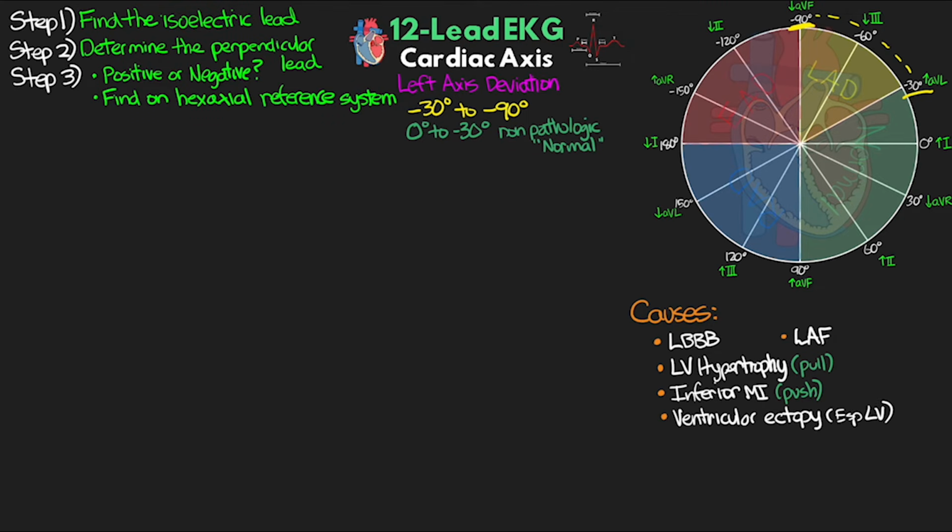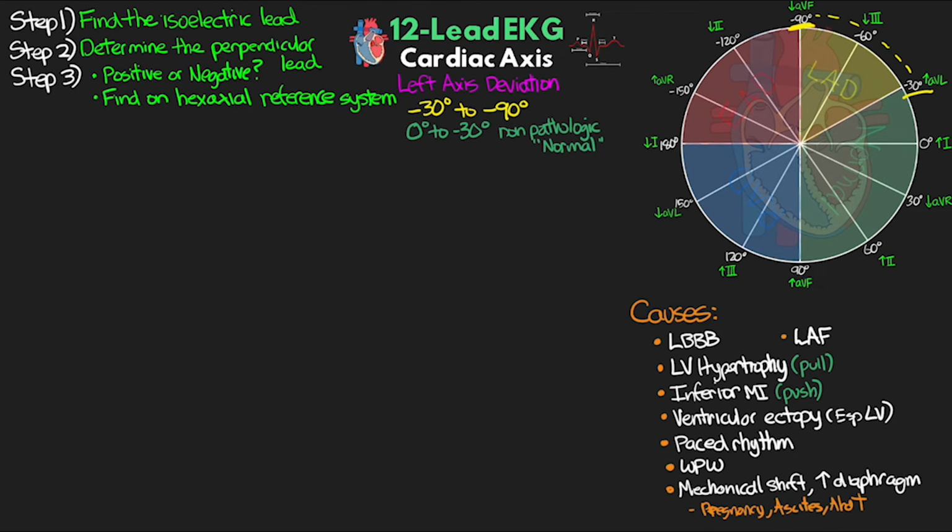Ventricular ectopy, especially those originating in the left ventricle. Paced rhythms can look this way. Wolff-Parkinson-White syndrome can do this, as well as any mechanical shift of the heart from a raised diaphragm. So here, think of things like pregnancy, ascites, abdominal tumors, or even an enlarged liver or spleen. They're going to push up on that diaphragm and potentially shift and twist the heart.